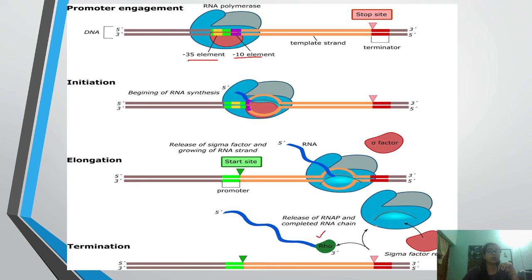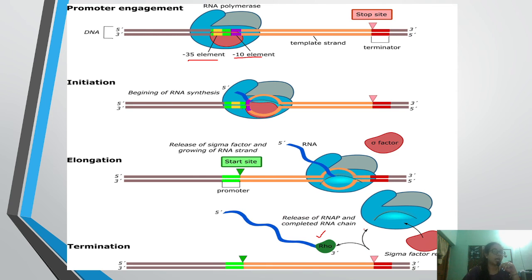The rho independent method is also known as intrinsic termination. In the rho dependent method, rho is an enzyme that will come and bind to the RNA polymerase, as a result of which it pushes the RNA polymerase and releases it from this strand. It results in termination and pulls the RNA out of the polymerase. It will remove the polymerase from this strand. So this is the role of the rho factor.